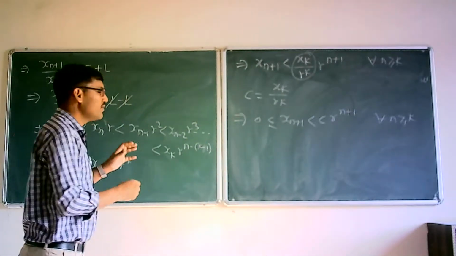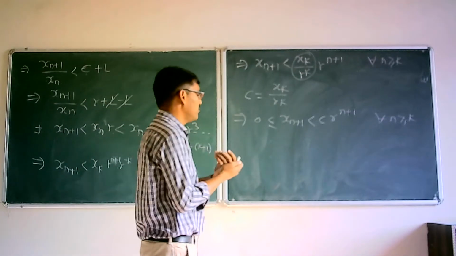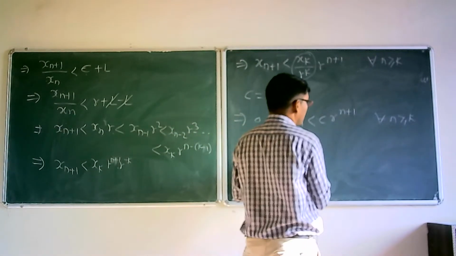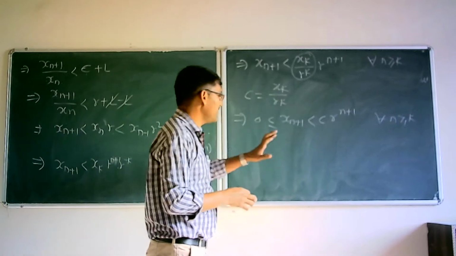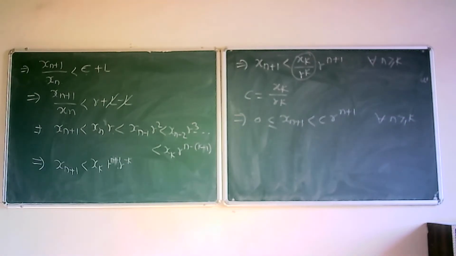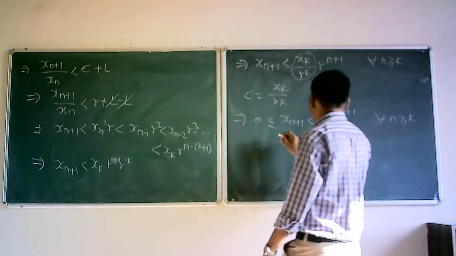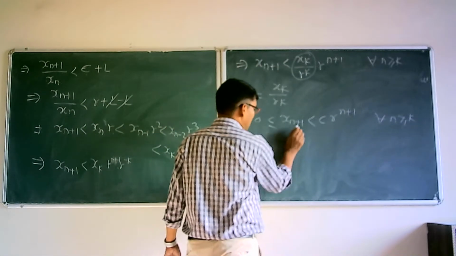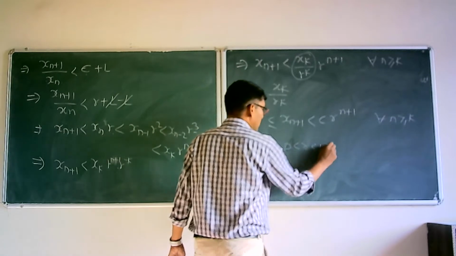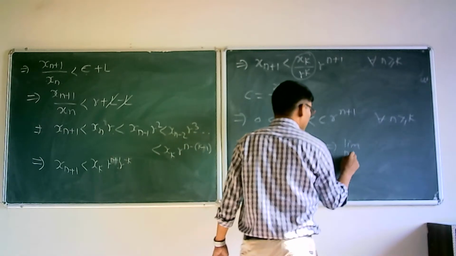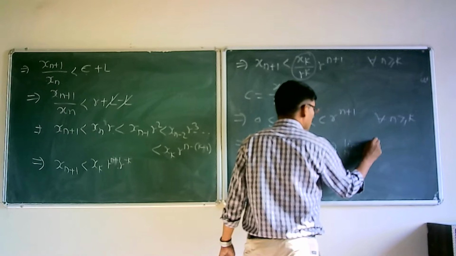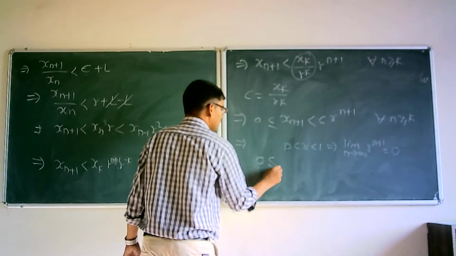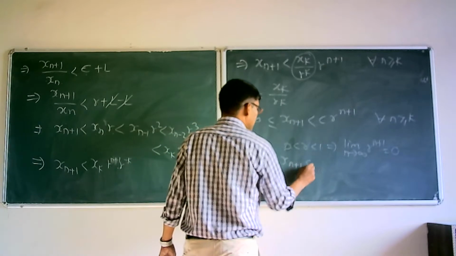But because the given sequence is a sequence of positive real numbers, 0 ≤ x_{n+1} < c·r^{n+1}. If you take the limit as n tends to infinity and apply the squeeze theorem, since 0 < r < 1, the limit of r^{n+1} converges to 0. So 0 ≤ x_{n+1} ≤ 0.